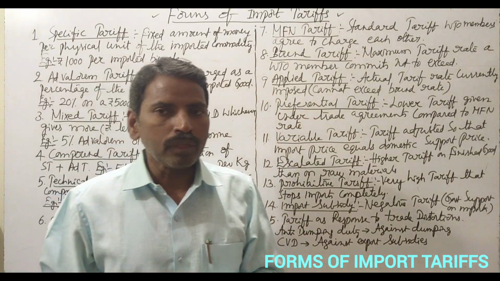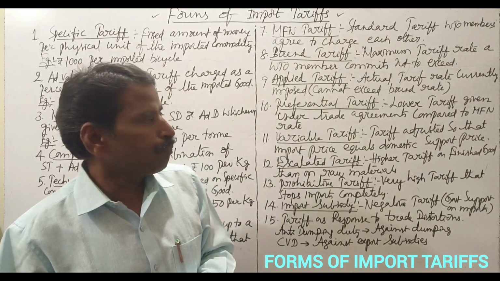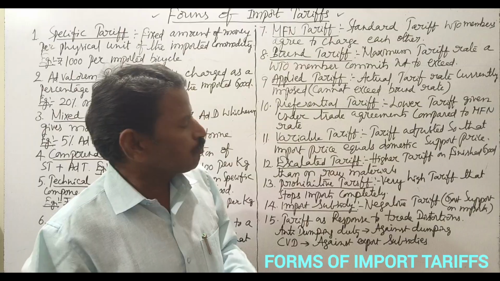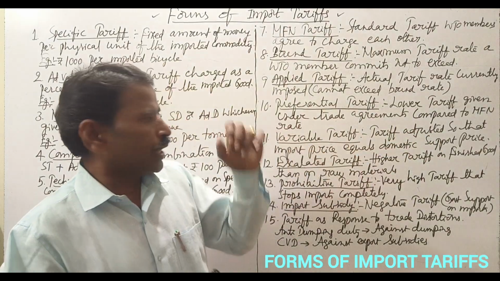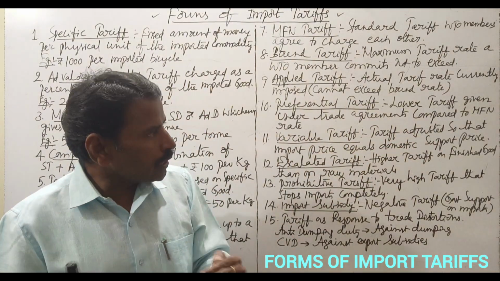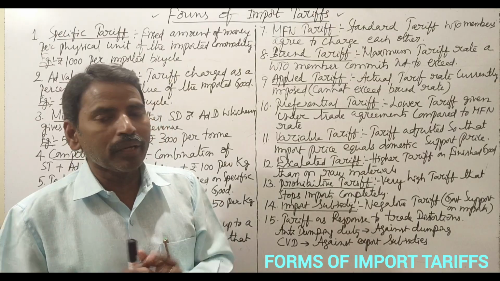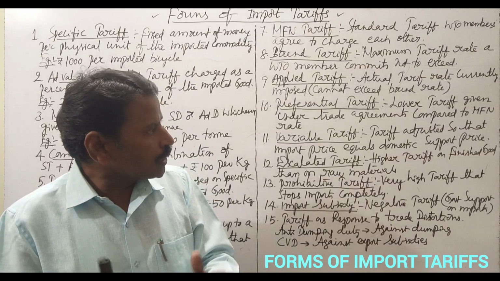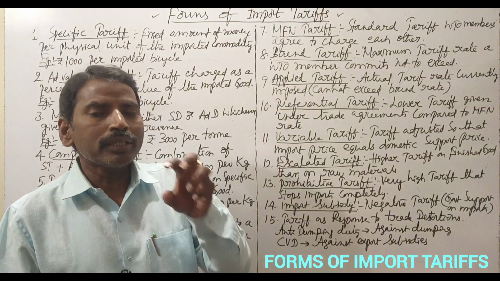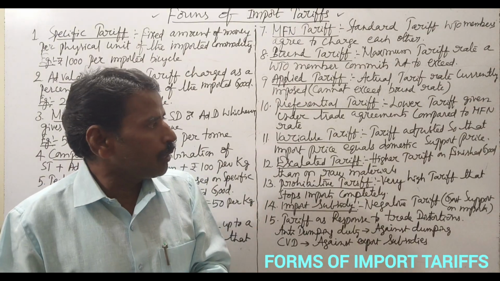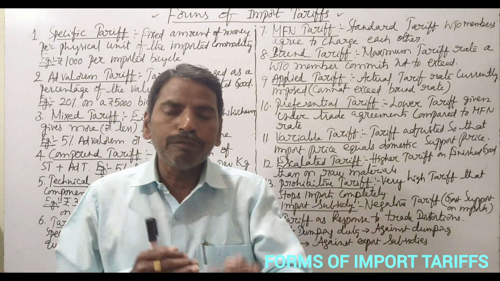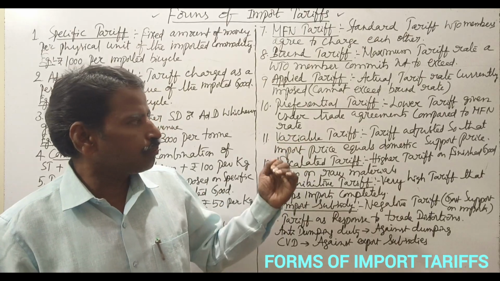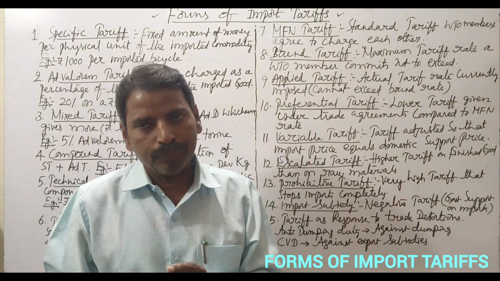10th one, preferential tariff. Lower tariff given under trade agreements compared to the MFN rate. As per the trade agreements, lower tariff is given when compared to the MFN rate. So the MFN rate is more and this preferential tariff rate is less as per trade agreements.